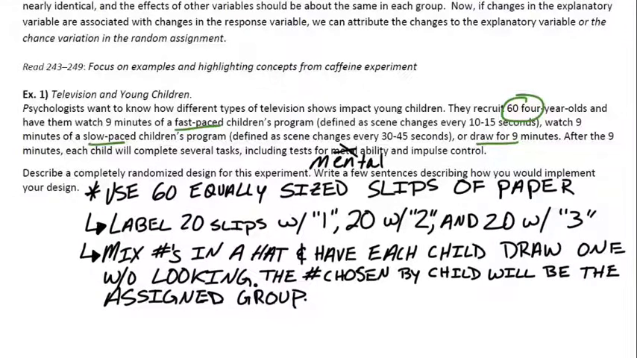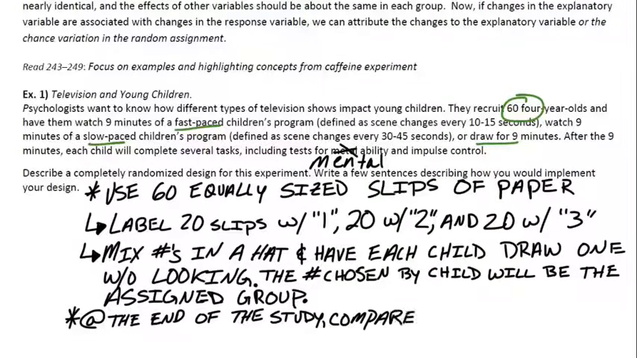Okay, so once we get all the kids in the group, conduct the experiment, right? And then at the end, this is important, at the end, what are we going to monitor? What do we care about? So what do we compare? At the end of the study, tell me what I should look at. Tell me what the results are going to show or what I should see. So I got kids in the fast-paced group, the slow-paced group, and the draw a picture group, actually, that's what it was.